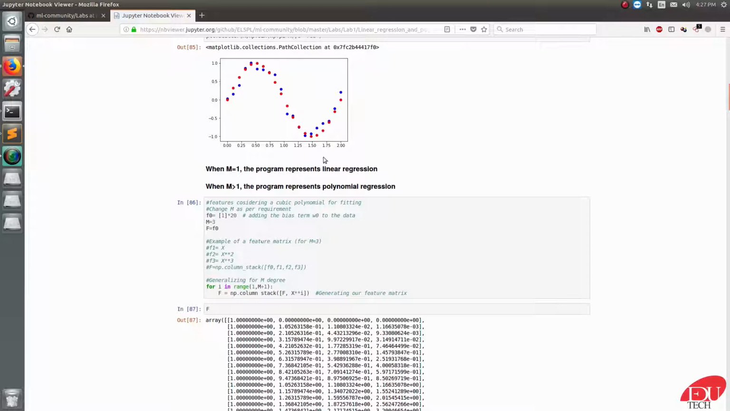Then we have included linear and polynomial regression into one function with this parameter m, which controls what it is. When m is 1, it represents linear regression, otherwise it represents polynomial regression. For example, for m equal to 2, it will represent a quadratic regression.